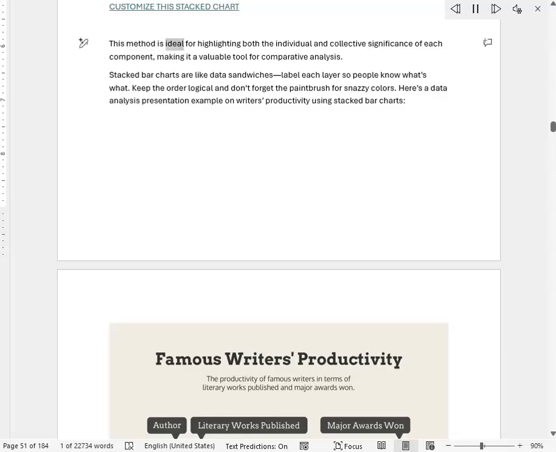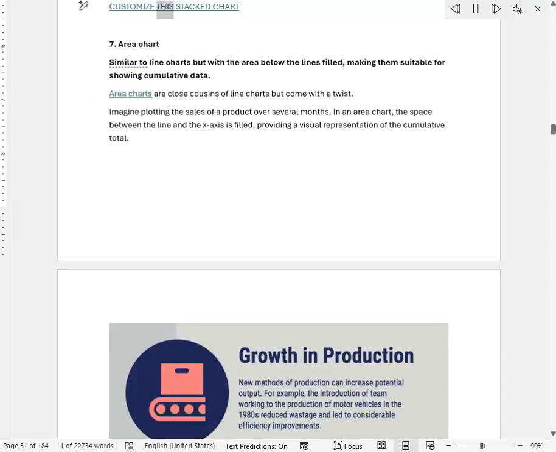This method is ideal for highlighting both the individual and collective significance of each component, making it a valuable tool for comparative analysis. Stacked bar charts are like data sandwiches. Label each layer so people know what's what. Keep the order logical, and don't forget the paintbrush for snazzy colors. Here's a data analysis presentation example on writers' productivity using stacked bar charts. Customize this stacked chart.